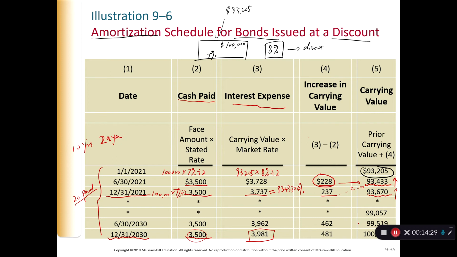It's because the previous carrying amount grew to $99,519. It's increasing, right? And then the difference between the interest expense and the cash paid, which is called the amortization of discount, is added back to 99,519, and then you get the ending carrying value of the note becoming $100,000, which equals your promised, your stated face value of the note.